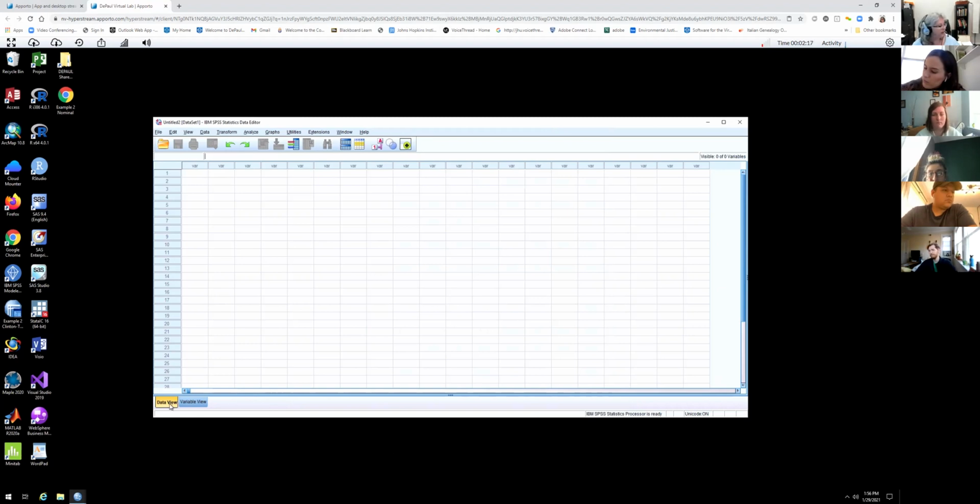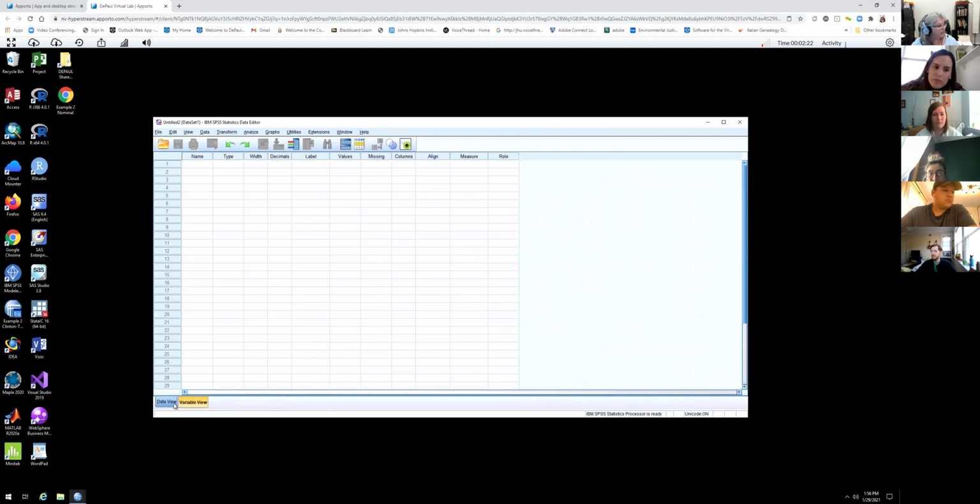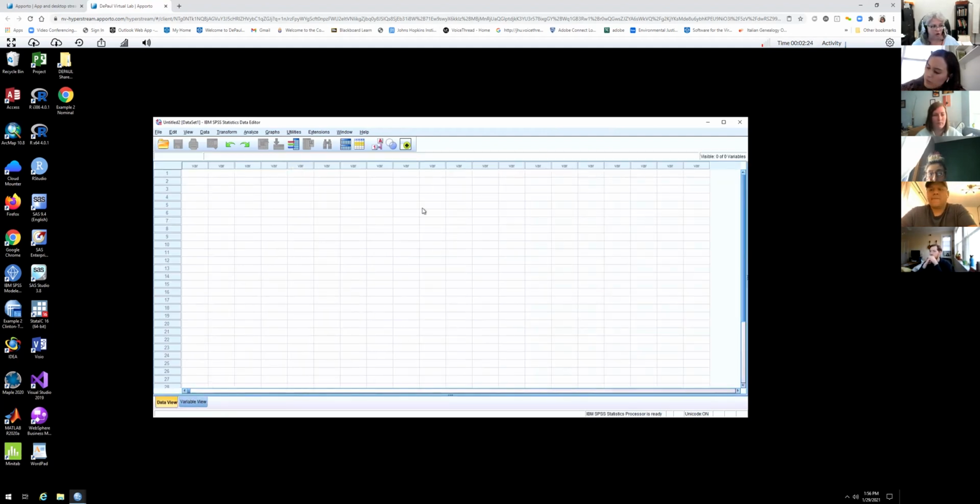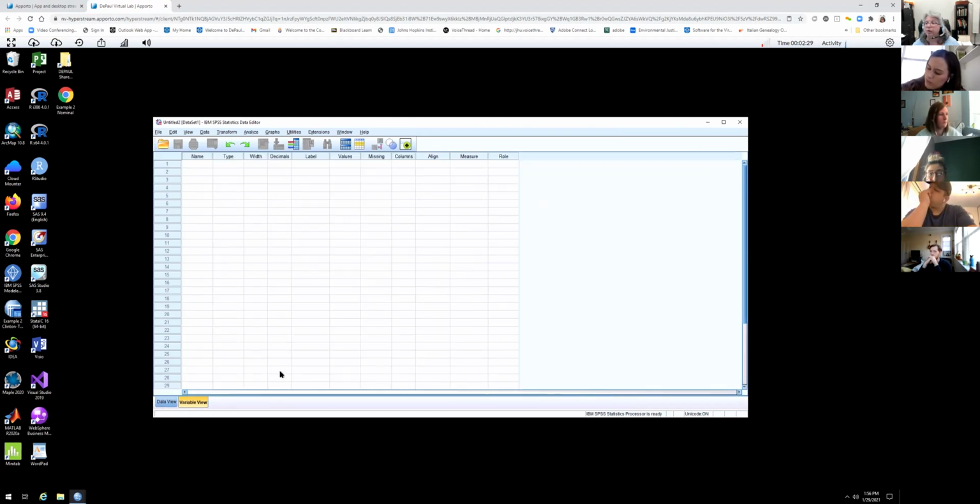So we have a data view and we have a variable view. The data view is where we will enter all of our numbers inside the spreadsheet. The variable view is where we will set up the title of our variables, its description, and any missing values that we may have. As well as spacing and number of digits past the decimal point, etc. There's some aesthetic stuff that you can set up here too. But I'm going to walk you through this real quickly.